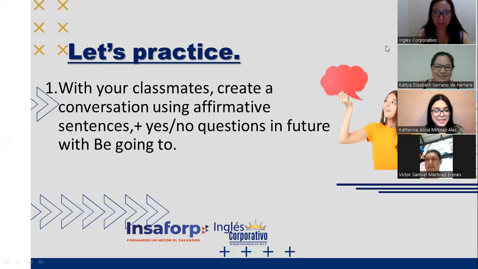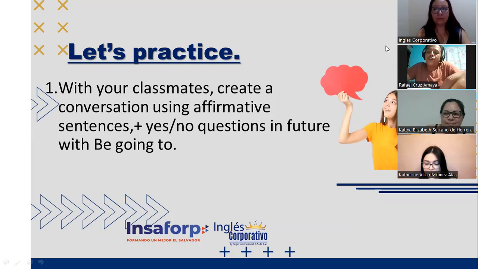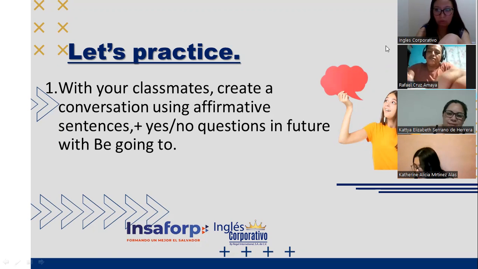Vamos con room number three. Rafael Cruz y Ricardo Guerrero. Ricardo, is going to party on the weekend? ¿Cómo le preguntaría a Ricardo si él va a ir a una fiesta el fin de semana, Rafael? Ahí, lo que acaba de hacer es una oración afirmativa, no es una pregunta. ¿Cómo le pregunta a Ricardo si él va a ir?